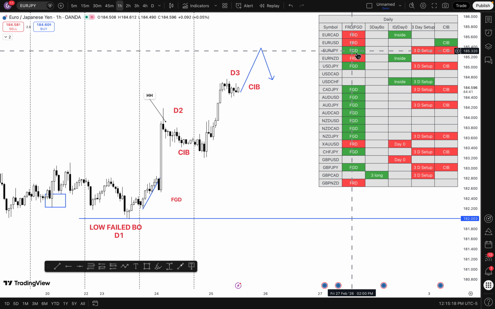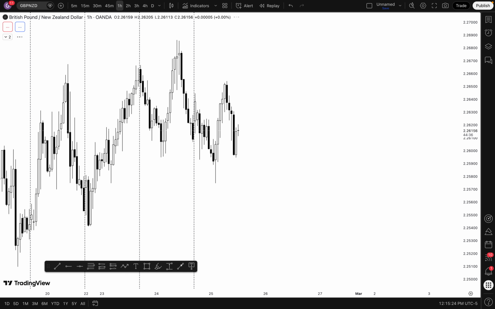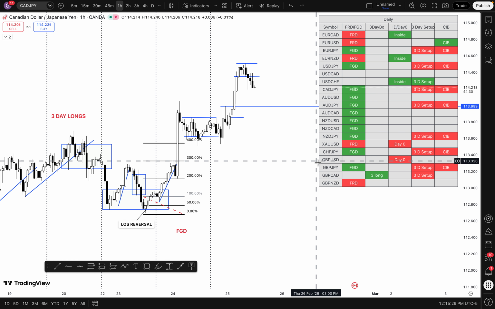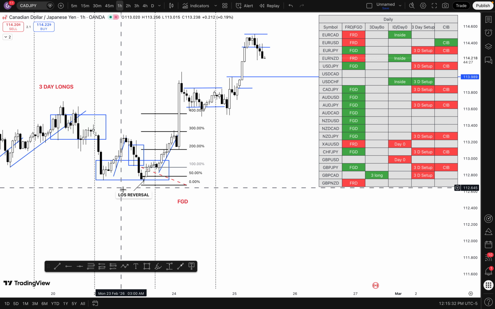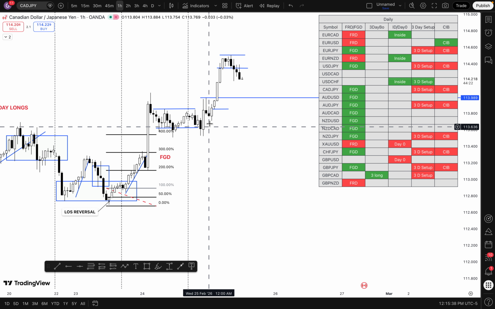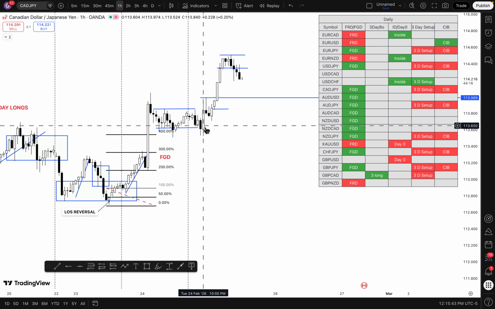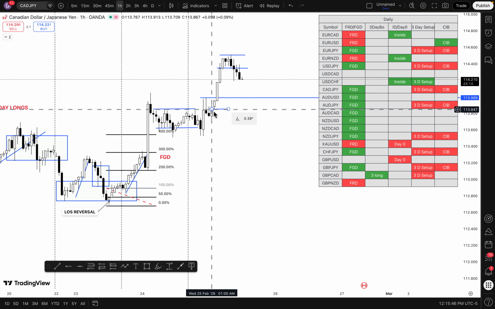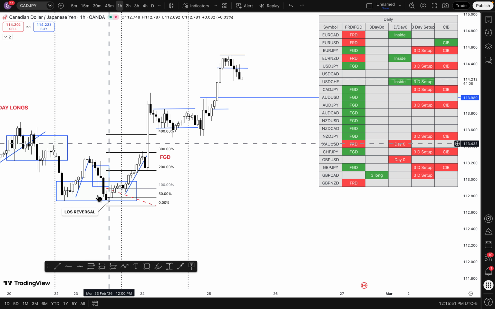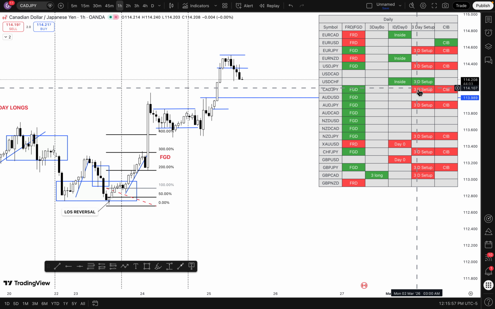Now the next pair, CAD JPY. CAD JPY is doing the same thing. Day 1, day 2, day 3. This is our signal FGD. We had a buy low of day low of session setup, low of session Asia, low of London buy setup. Currently we have broken out of previous day's high. So day 1 low of week, day 2, day 3, a 3-day setup. That is why you have a 3-day setup.